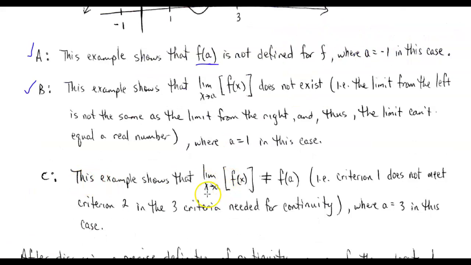And so here, notation-wise, we see that the limit of our function, which was criterion number 2, is not equal to what f of a is, or in this case, f of 3, and that would be criterion number 1. So symbols-wise or notation-wise, that is what that would look like.